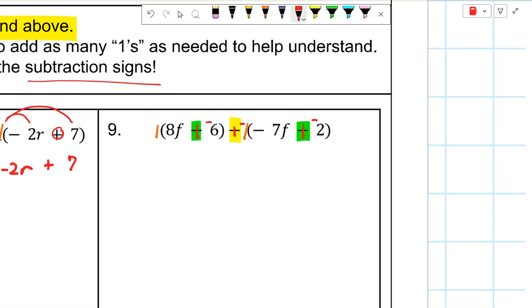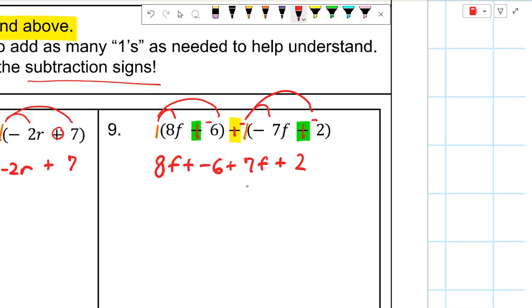Now it's important you do that because you'll see now 1 times 8f is 8f, and 1 times negative 6 is negative 6. We'll bring down that plus sign. We'll bring down this plus sign in the middle. And negative 1 times negative 7f is positive 7f. And negative 1 times negative 2 is positive 2. We'll bring down that sign as well.